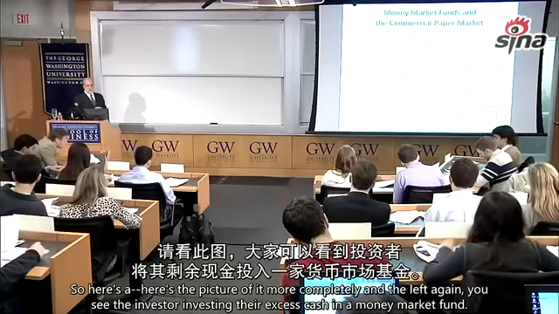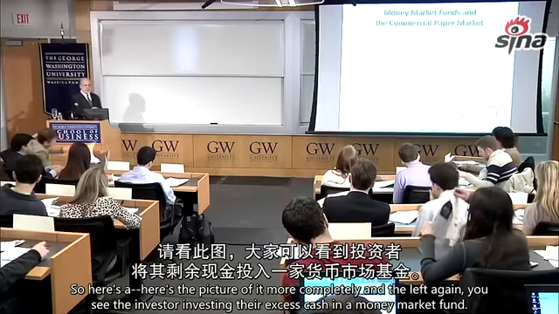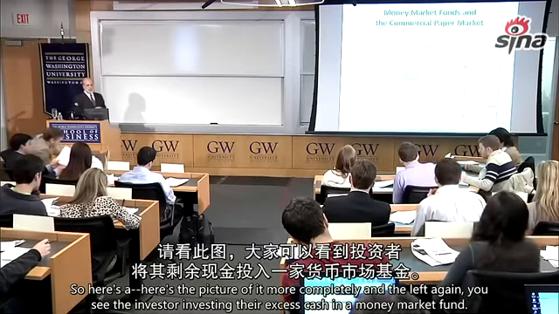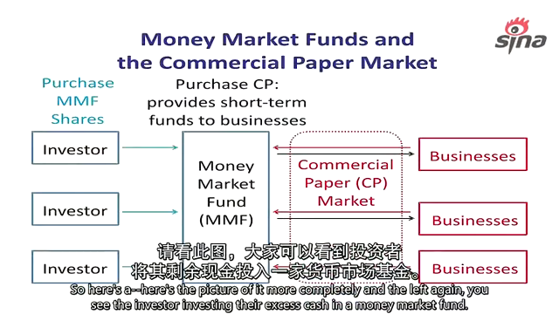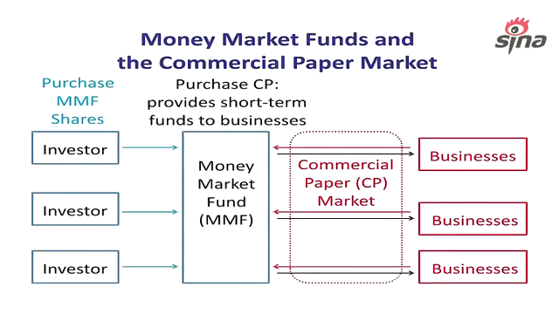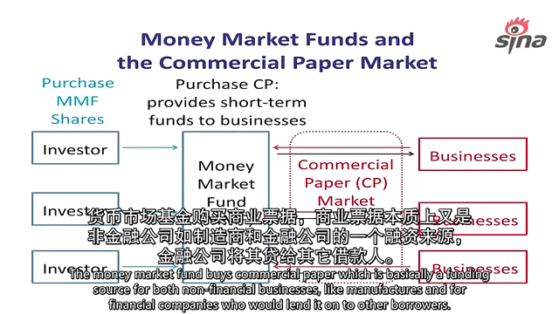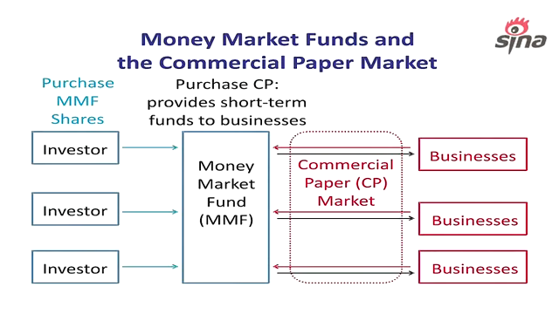So here's the picture a little bit more completely. On the left, again, you see the investor investing their excess cash in a money market fund. The money market fund buys commercial paper, which is basically a funding source for both non-financial businesses like manufacturers and for financial companies who would lend it on to other borrowers.